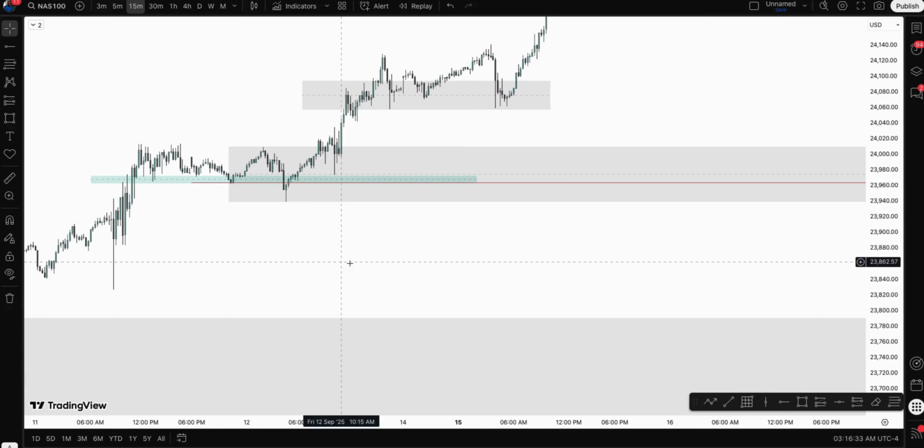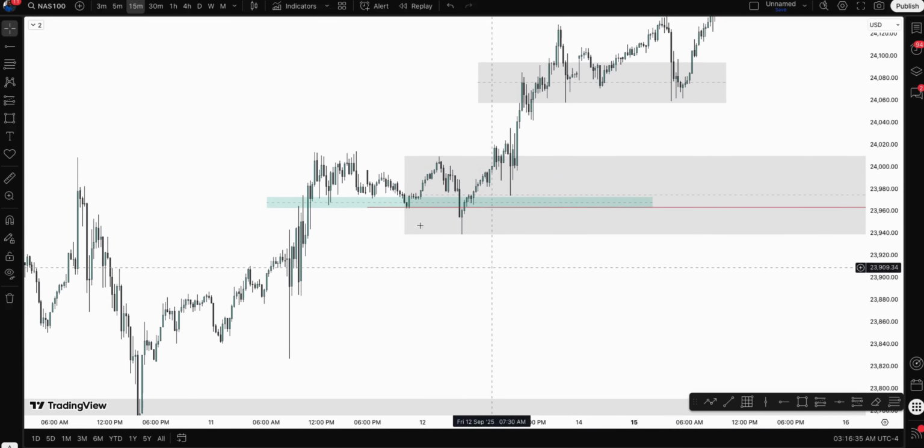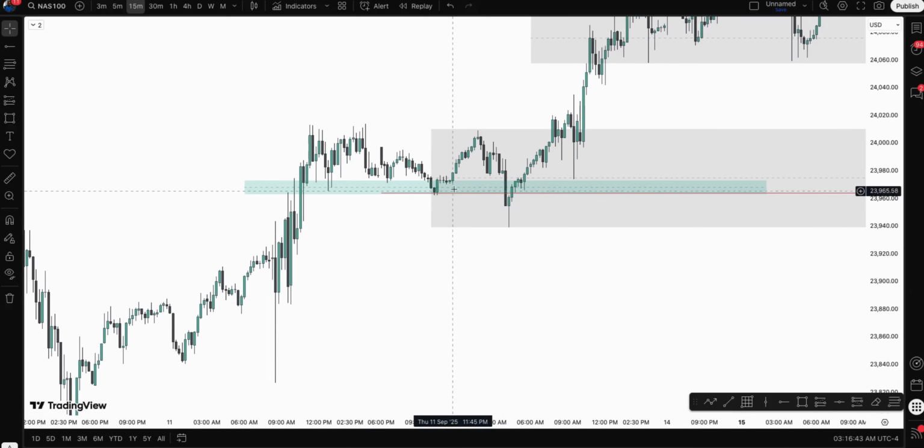So, you see, this was the first time price came to this fair value gap. I remember this trade because price took me out. I took a buy here. I took a buy at this level on this candle. Added one more buy here, and I was targeting this high.